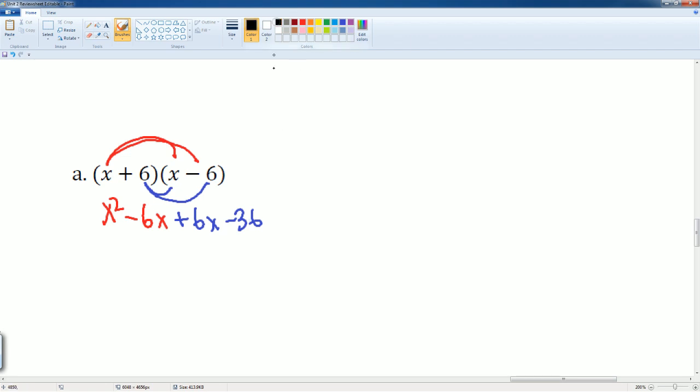All right. Are there any like terms? Well, these two. Yes, these two together make 0x. Negative 6 plus 6 gets you 0. Do we ever write 0x? No. It just disappears. So our final answer is x squared minus 36. Why? This is a difference. One's an add 6, one's a minus 6. It's going to disappear. The only thing left is x squared minus 36.